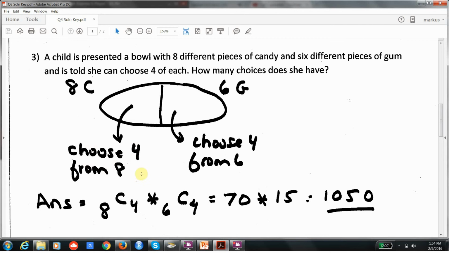from the 8. And for each choice of 4 candies from those 8, she would have the same number of ways of choosing 4 pieces of gum from 6. That's why we're multiplying. This is a tree-like structure. And so you multiply 70 times 15 and you get 1,050.